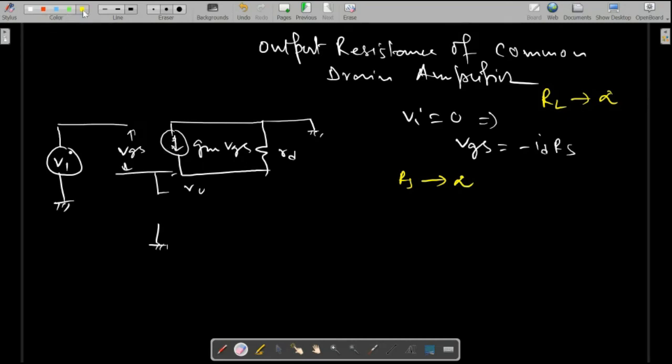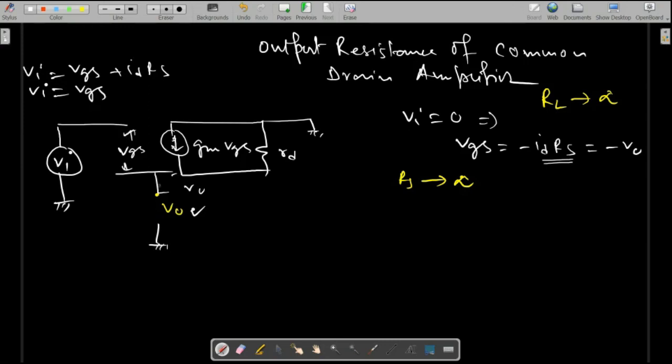And the voltage we got here, that is nothing but V0, because we know V0 is the output side voltage. So RS is open, and the voltage here is V0. So this equation we can write: ID into RS, previously it was that, now it is V0. Our KVL equation was VI equal to VGS plus ID into RS. In form of V0 also we can write VI equal to VGS plus V0. So if I put VI 0, VGS will be minus of V0.